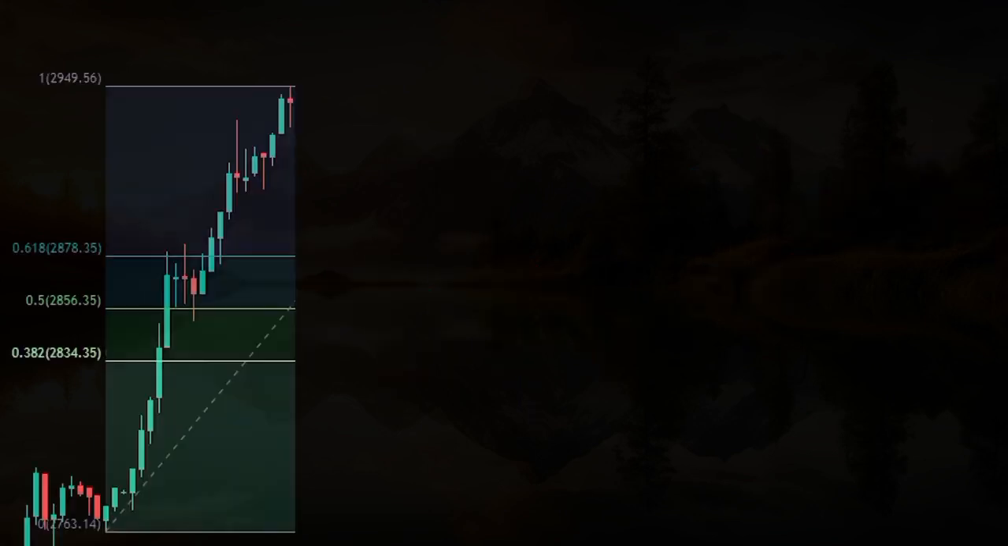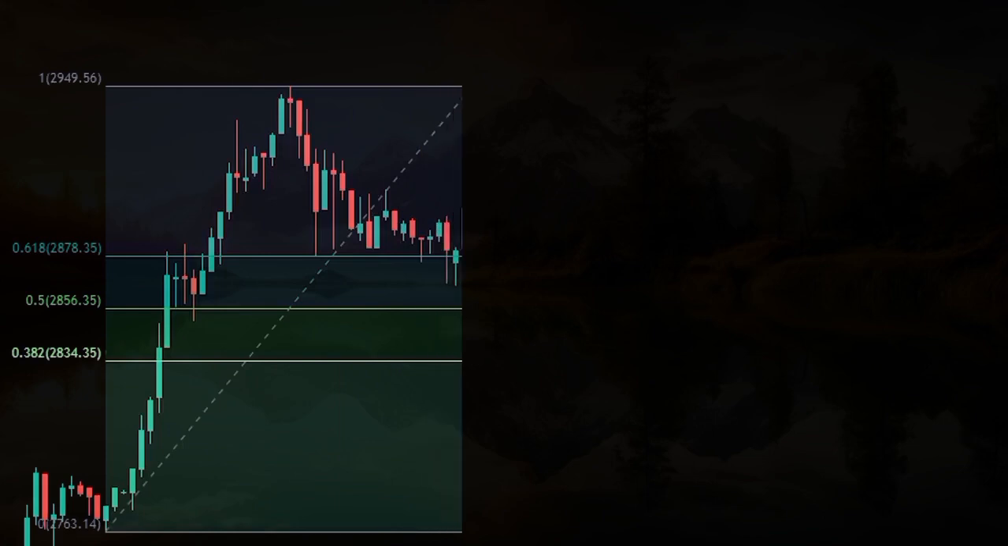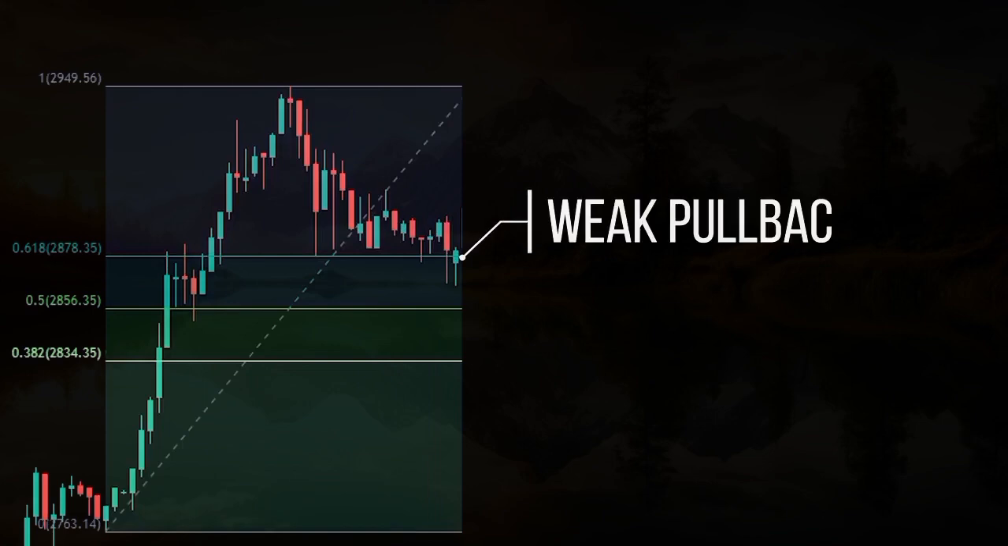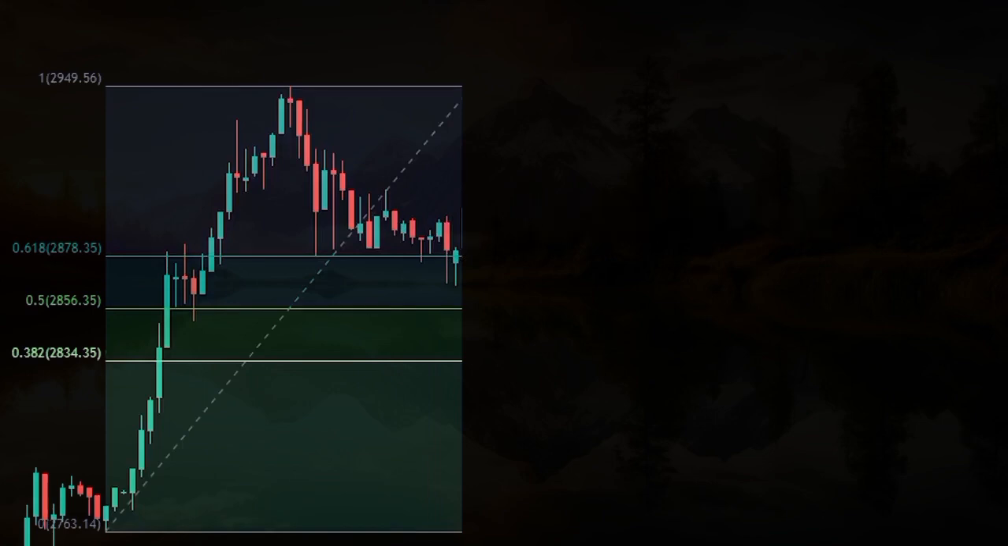As you can see in this example here, we set our lines to the low and to the high and we can see the price rise, but then had a pullback only to the 0.618 line, which as we discussed earlier is a weak pullback. This is a very bullish sign. We enter the trade here, the price continues to go upwards.